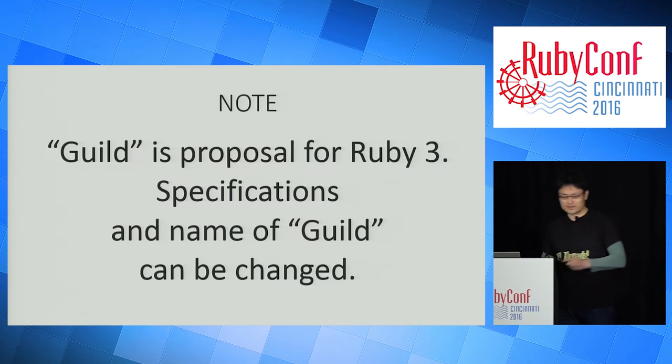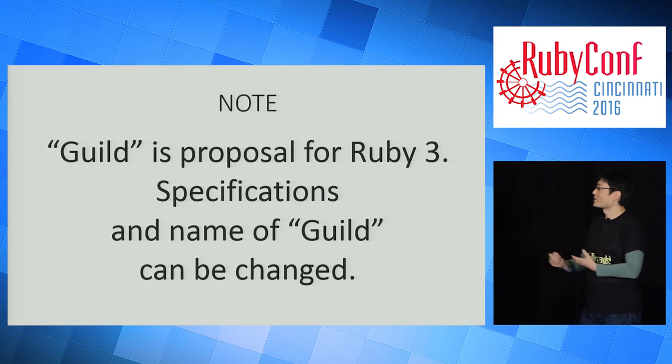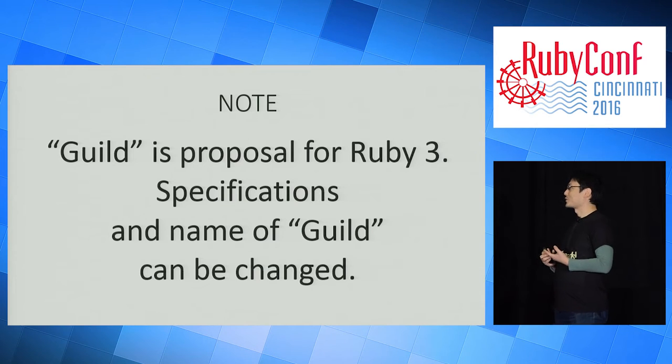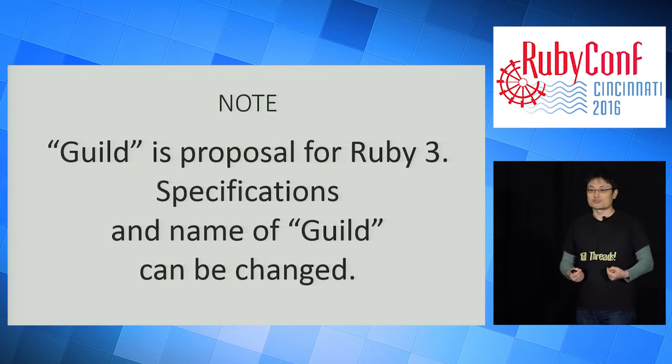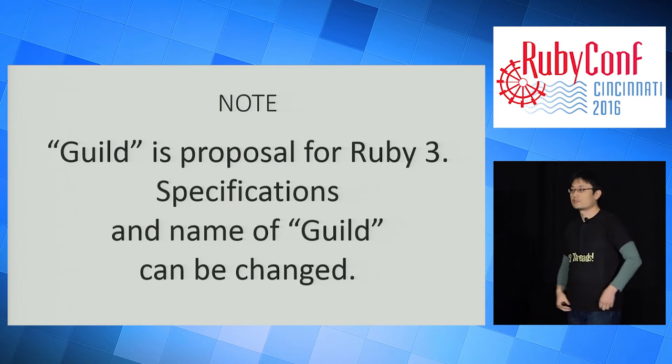Please note, I want to repeat again, the Guild proposal is only a proposal. It's not a promised feature for Ruby 3. The specification and also the name of Guild can be changed. So it means that we can discuss these specifications and we can improve such support for Ruby 3. I hope this proposal encourages the discussion about the concurrency model.